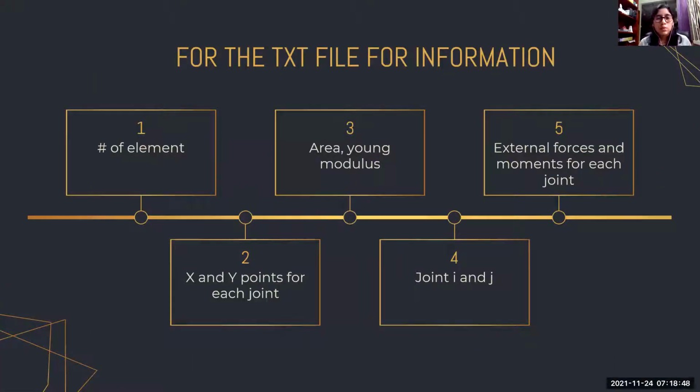So this is the information that we needed to fill the TXT file for the program. This information was for every element. In the first place, we needed the number of this element, then the X and Y points for each joint from the origin. We will explain later why. Then the area for each section, and the Young's modulus that was the same for every element because it was steel. And then the first and the second joint for each element, and the external forces and moments for each joint.